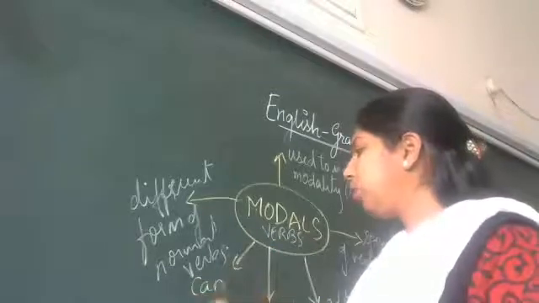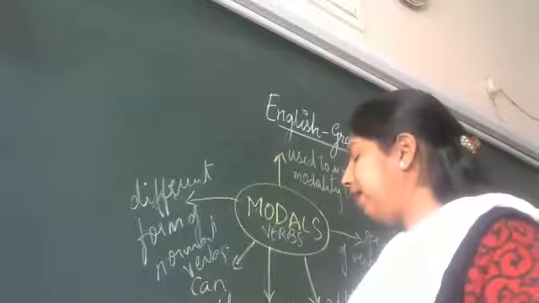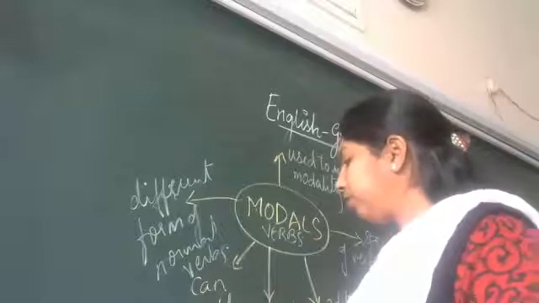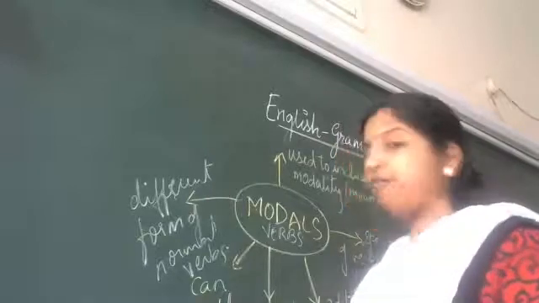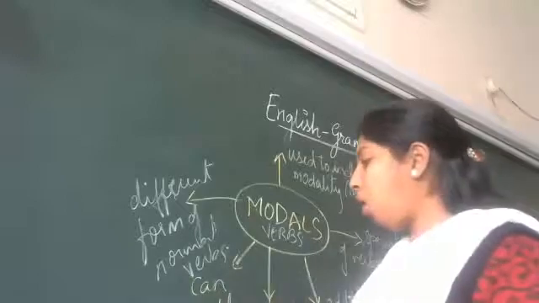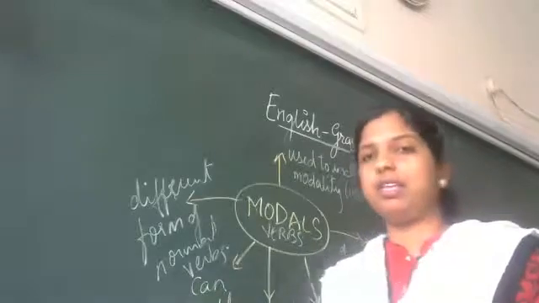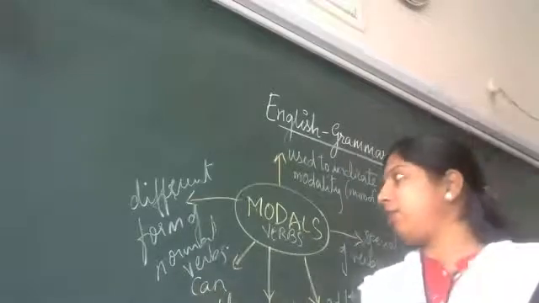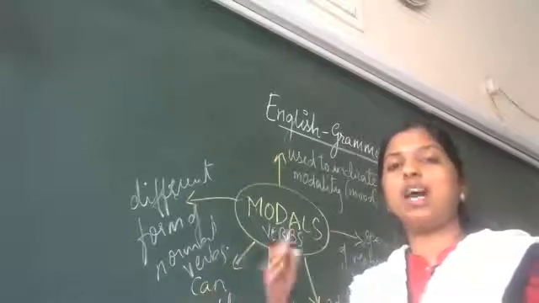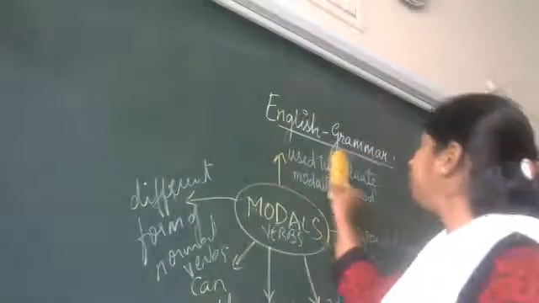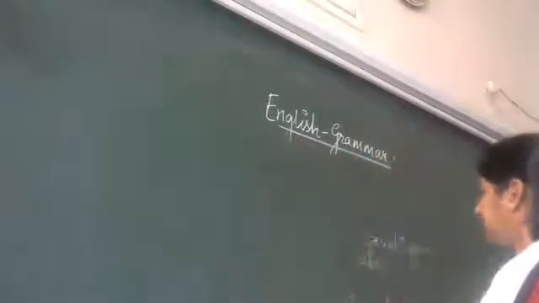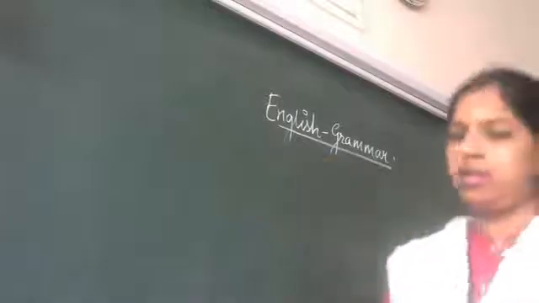And which are the examples of the modal verbs now? Can, could, may, should, must, have to. These are all, and some more also we will learn as we go further. So these are few modal verbs. We will see how to use them in the sentence. Is it clear this much? Shall we proceed? Yes, ma'am. Okay.